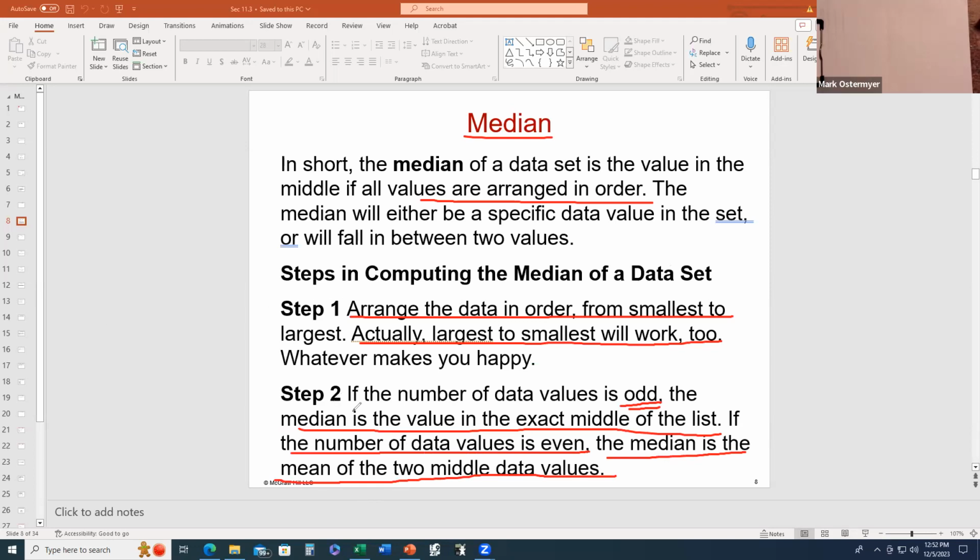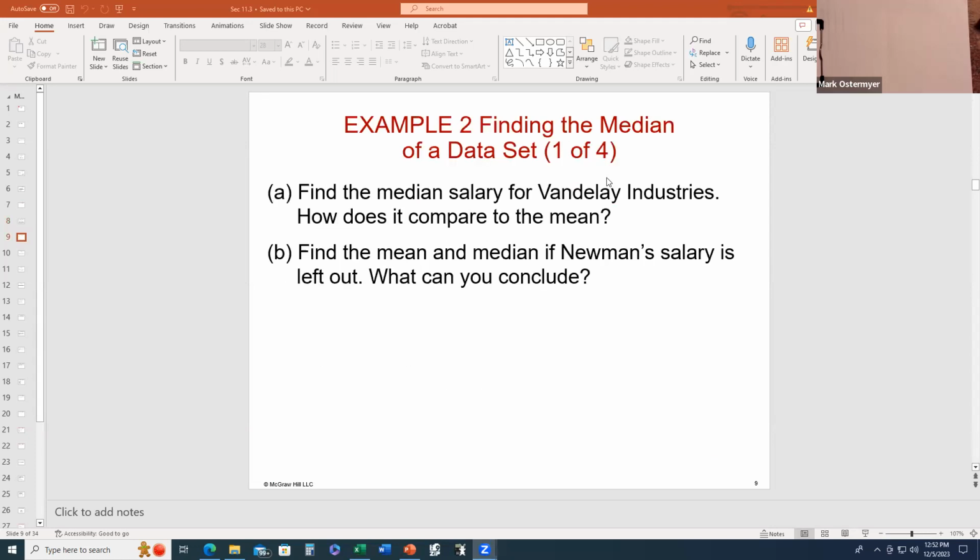All right, that's great, but this is probably very theoretical, and it would be great to have a good example to breathe life into these steps so we can more easily understand what they're trying to say. So why don't we find the median of an actual data set? That'll bring this into focus. So here we go. Ladies and gentlemen, why don't we find the median salary for Vandelay Industries, and then compare it to the mean, which we already found to be $149.7 thousand, I believe.